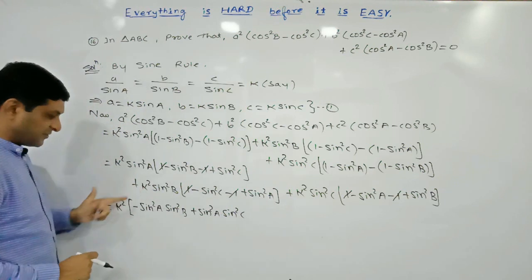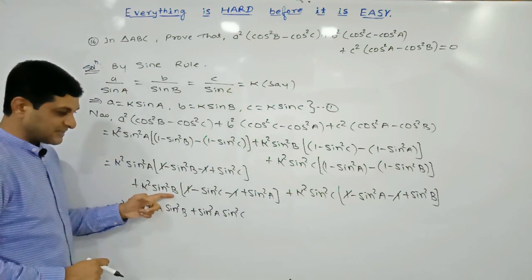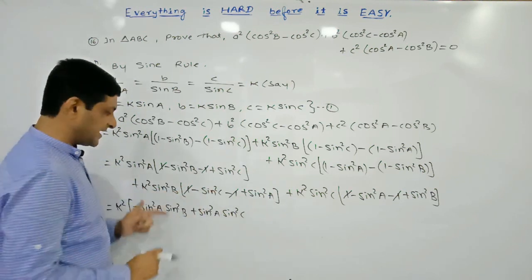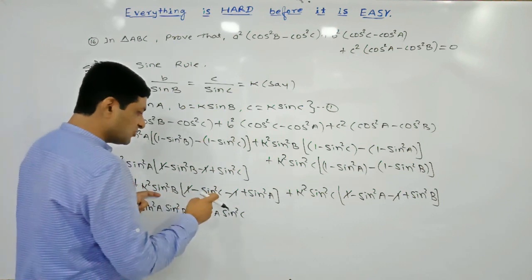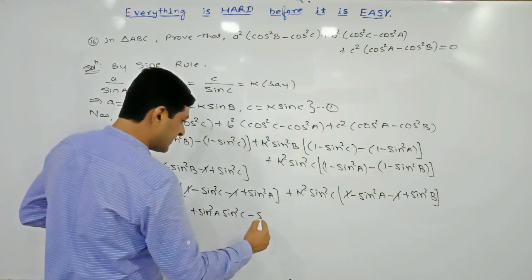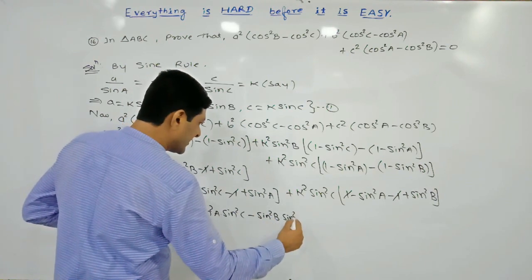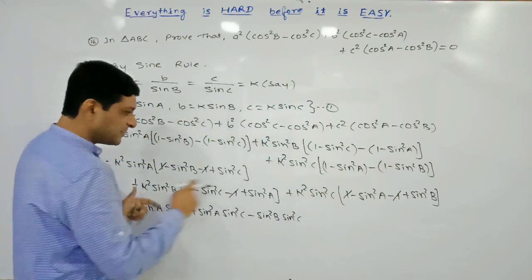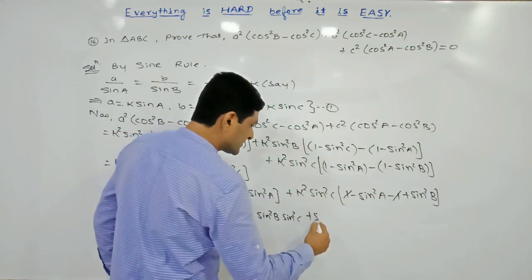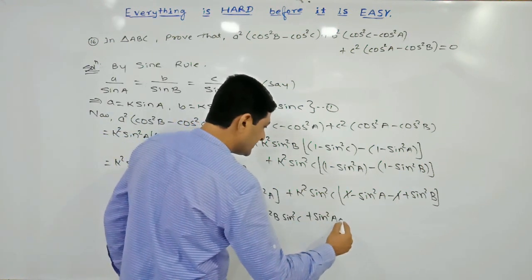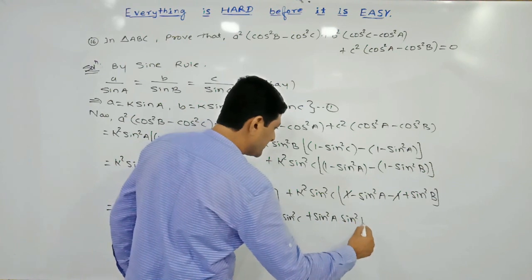Again here k square we have taken common. Now I am multiplying by sine square b to both the terms in this bracket. See what we'll get? Sine square b into minus sine square c is minus sine square b into sine square c, and lastly sine square b into sine square a. So plus sine square a into sine square b.